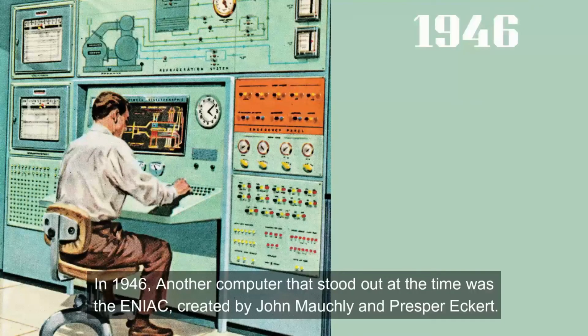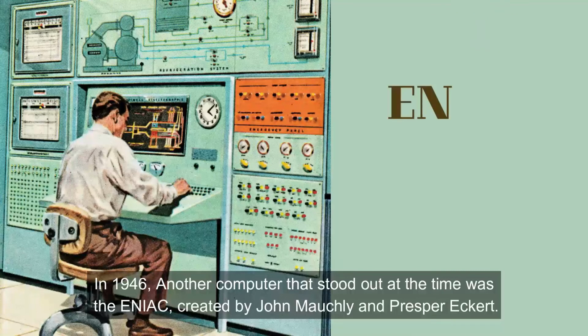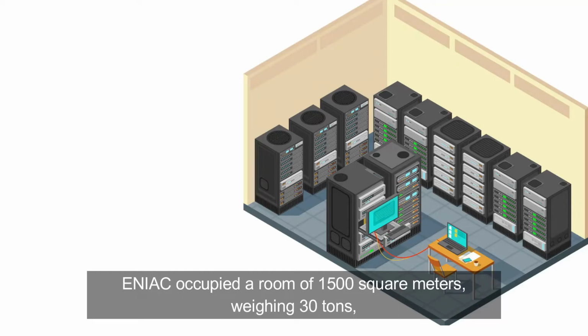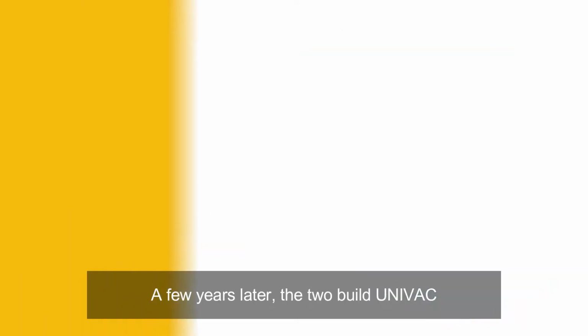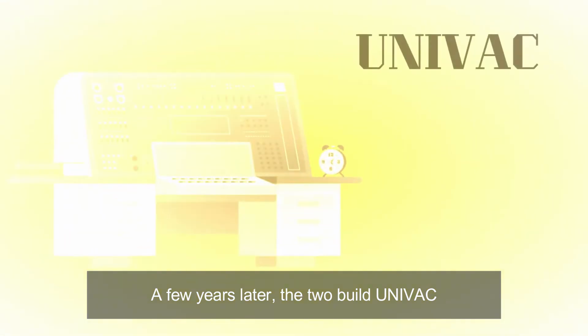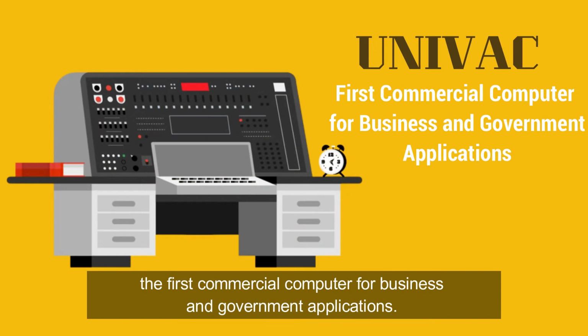In 1946, another computer that stood out at the time was ENIAC, created by John Mauchly and Presper Eckert. ENIAC occupied a room of 1,500 square feet, weighing 30 tons, and had 6,000 switches and 18,000 vacuum tubes. A few years later, the two built UNIVAC, the first commercial computer for business and government applications.